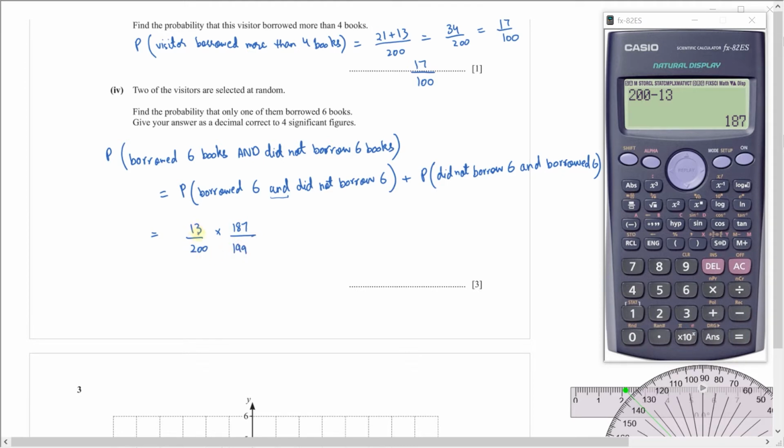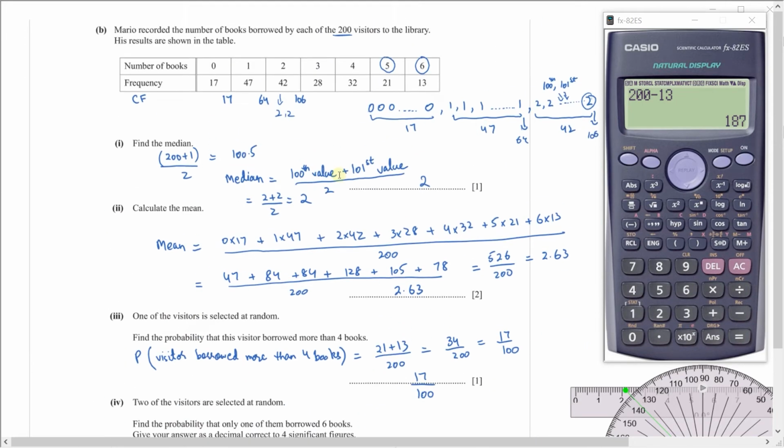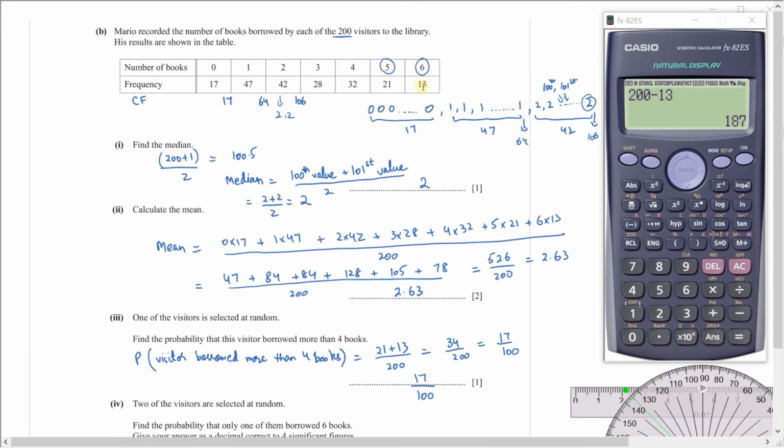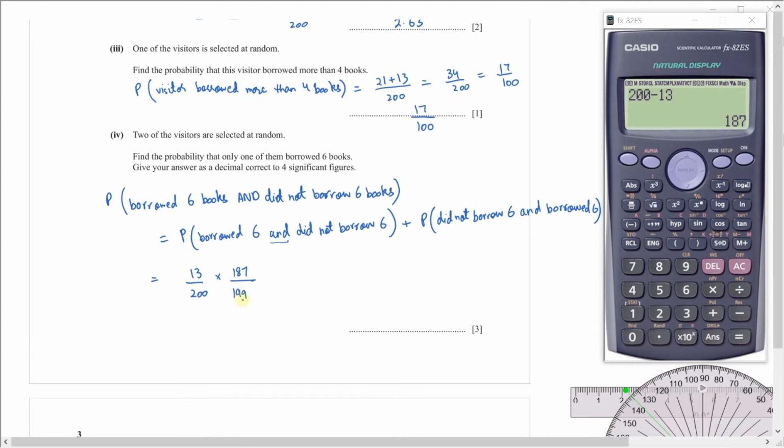So you pick the first person. The probability that he borrowed 6 is 13 over 200, because the number of people who borrowed 6 books are 13. Then you are left with 199 people when you're picking the second person. And out of those 199, 187 did not borrow 6. So this is this term here.